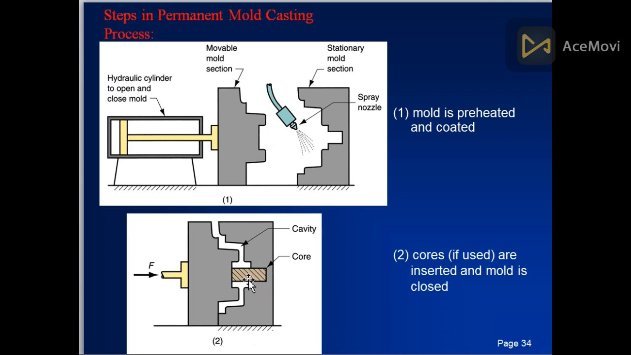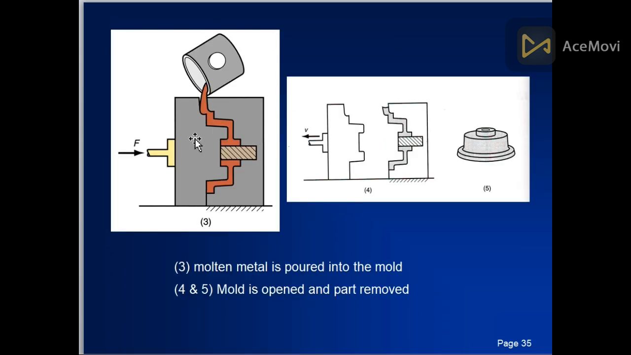Cores are placed if some hollow shape is required. Put the metal all around it. Remove the core, and this is the desired part. You see this part in the wheels of vehicles.